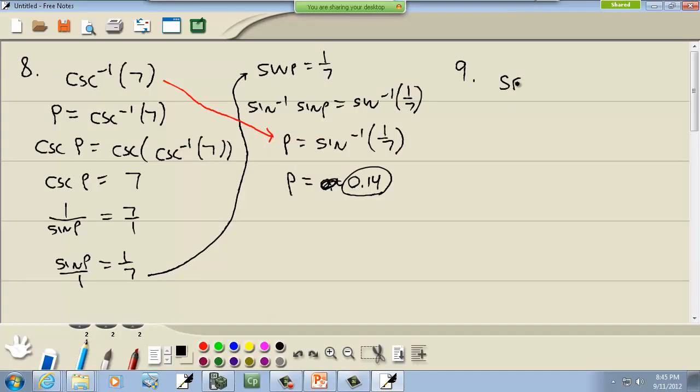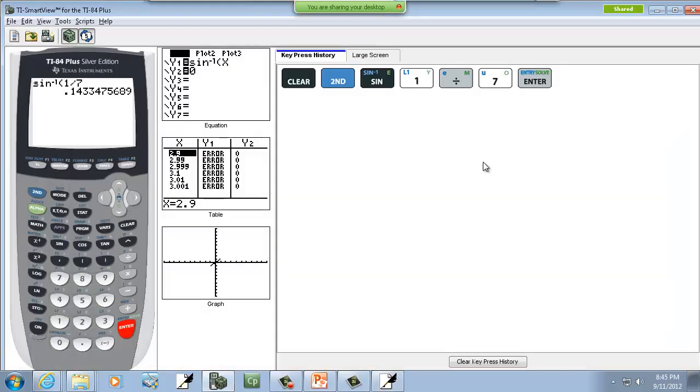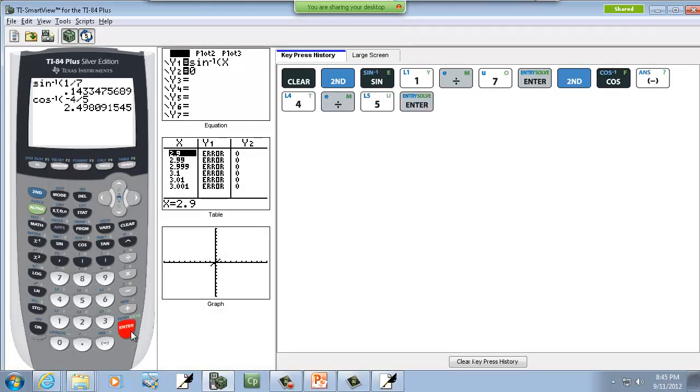Okay. Here we've got inverse secant of negative 5 over 4. So I'm going to rewrite that as inverse cosine, and I'll flip the fraction. So it becomes 4 over negative 5. And that we can plug into our calculator. So I come here and do inverse cosine of negative 4 over 5. It doesn't matter where you put the negative. Enter. And that gives us 2.5.